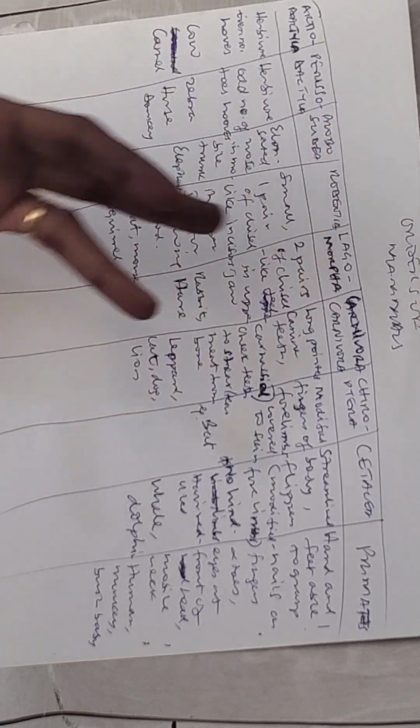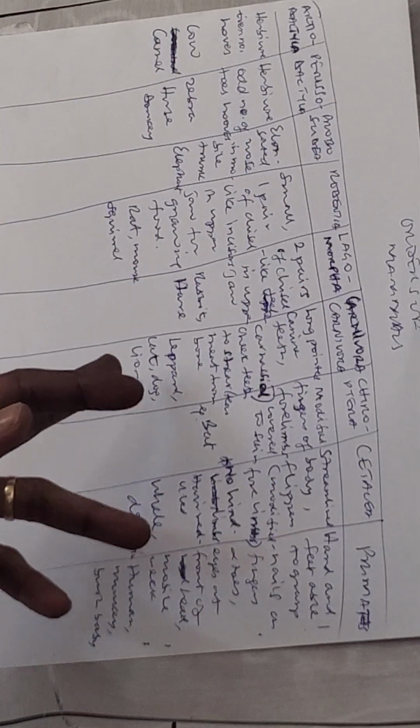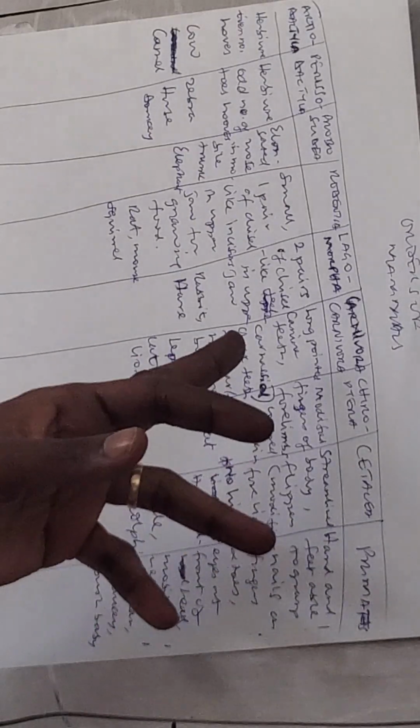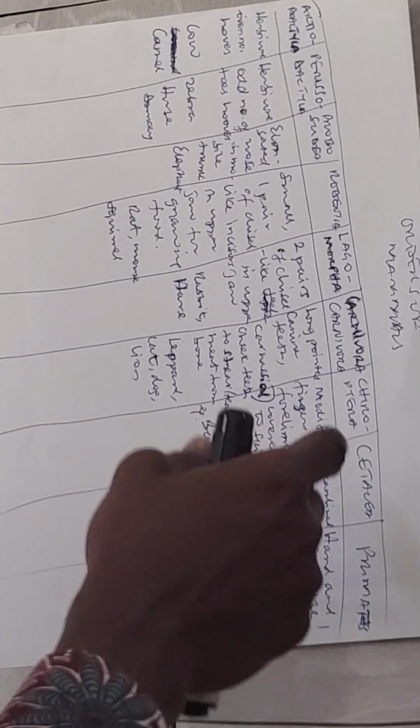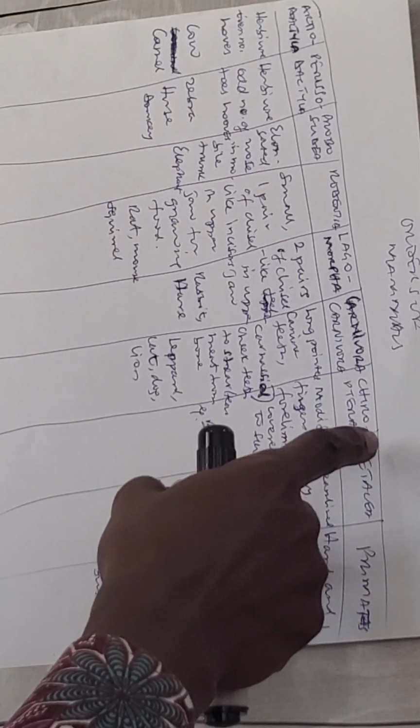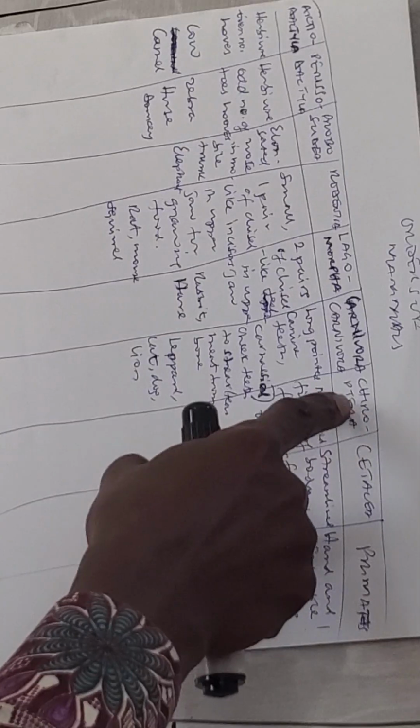Carnivora, of course, the carnivores, the lions, and so on, the cats, the leopards, they are all there, the dogs. Then we have your Chiroptera, so this is something to do with wings.